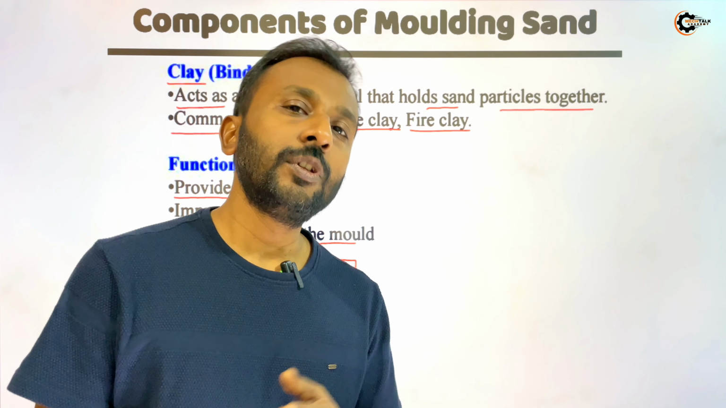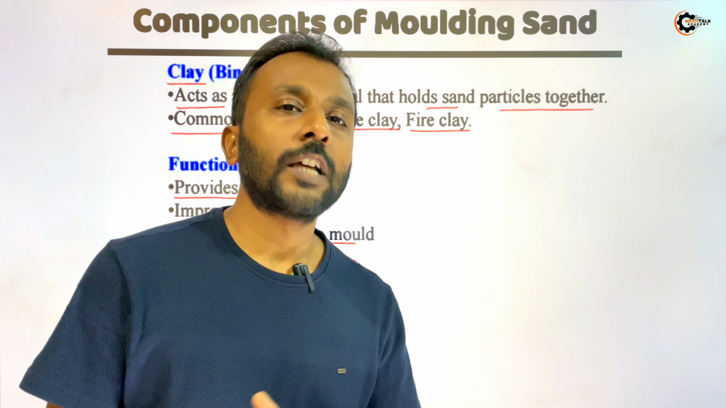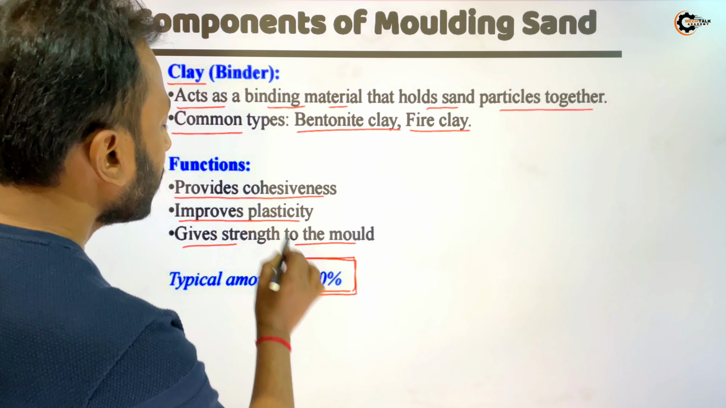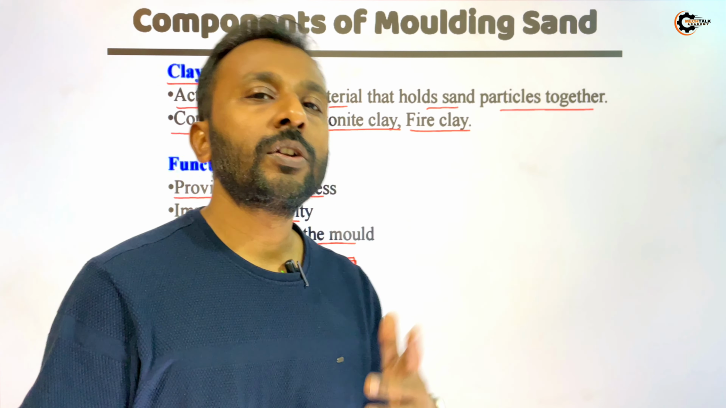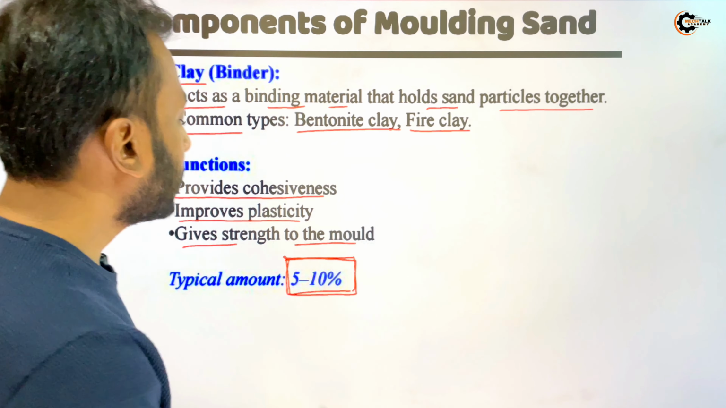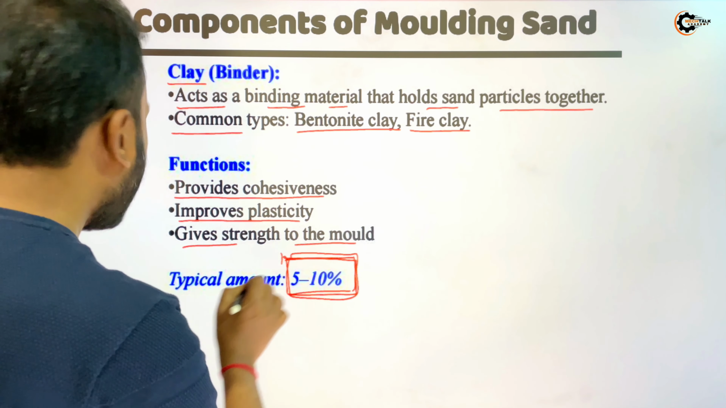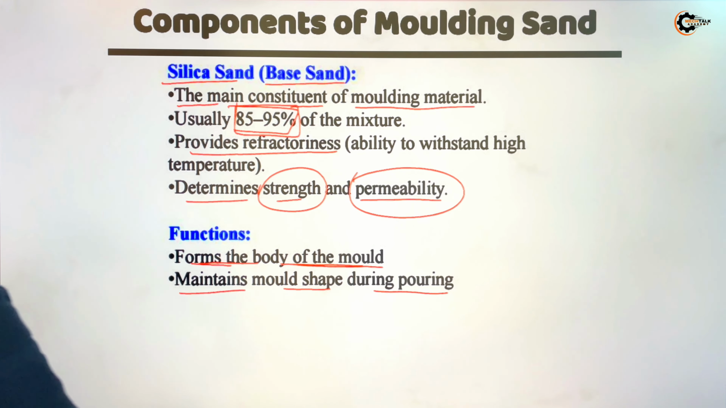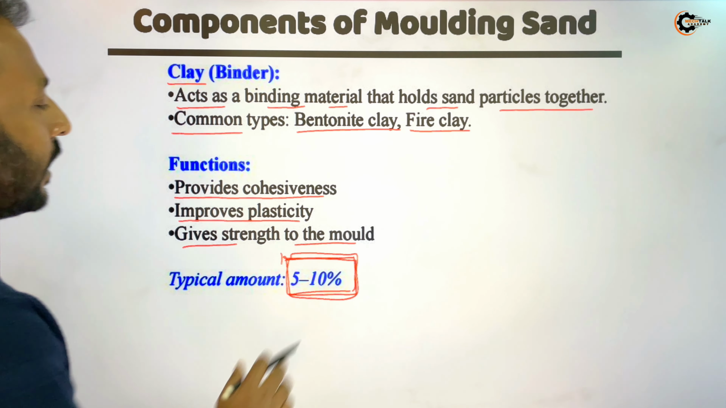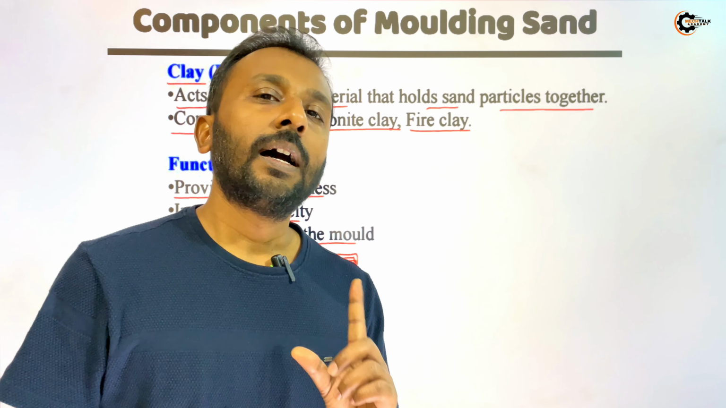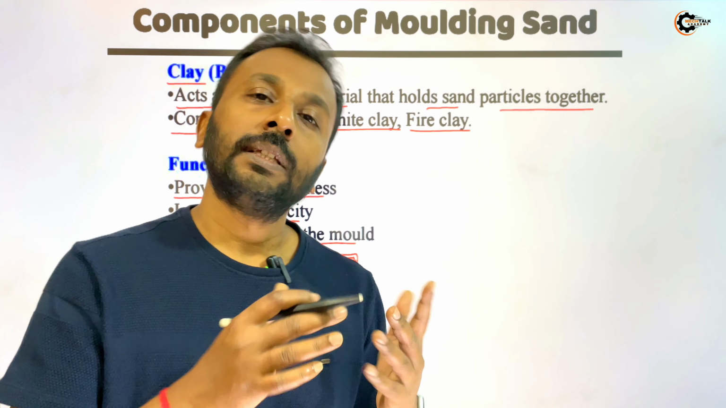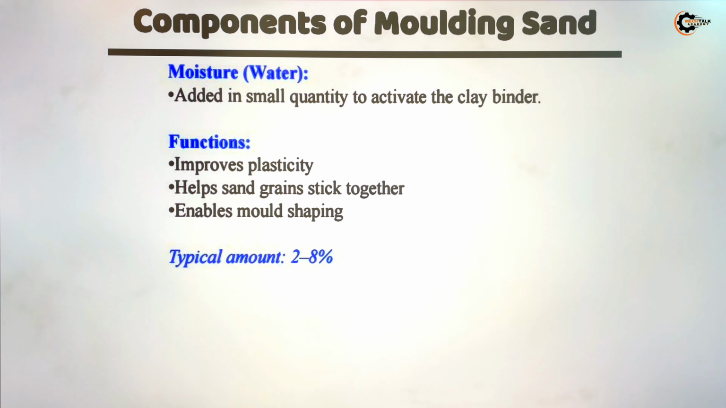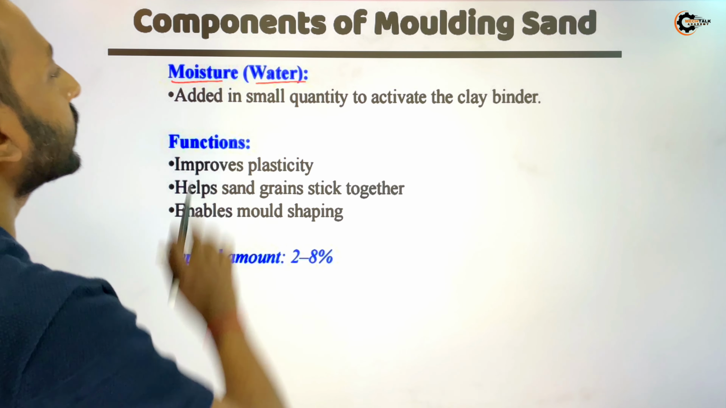In the next video I will discuss the types of molding sand. When the molding sand is green sand or dry sand or loam sand, the percentages of clay and silica sand vary, and after the composition is known, we name the molding sand. The next is moisture or water.